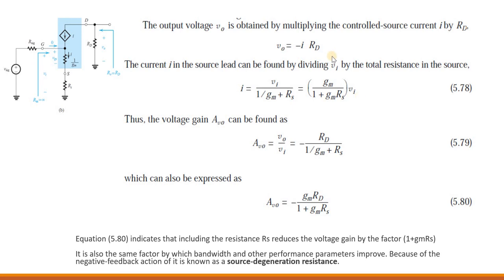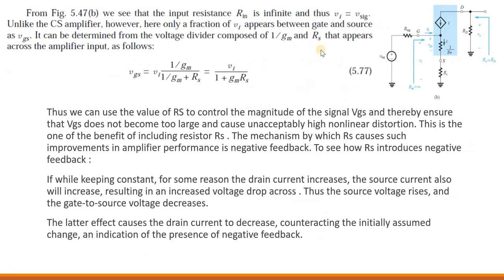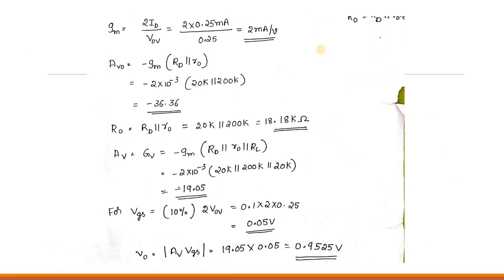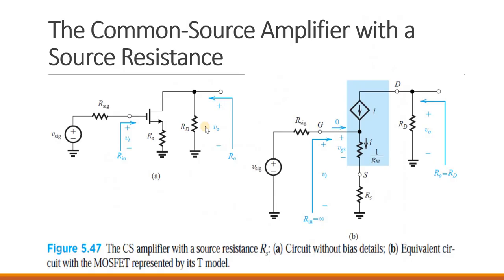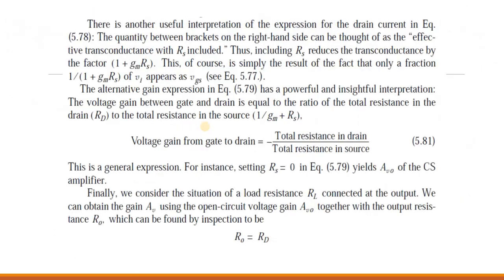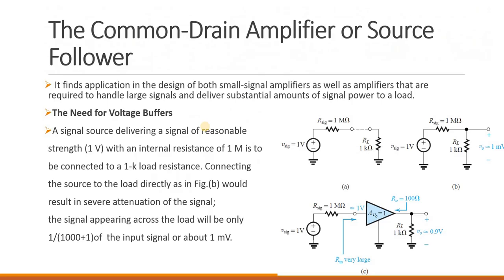So get the I value, and RD is given in the problem. What is the RD value? RD value is given as 20K. Okay, so 20K. Substitute that, and you will be obtaining the output peak. Okay, output peak. It will remain the same.